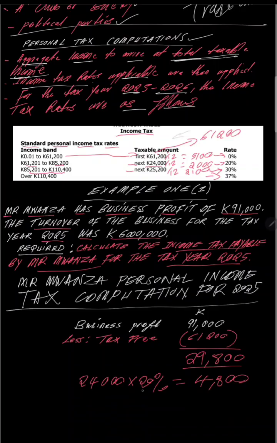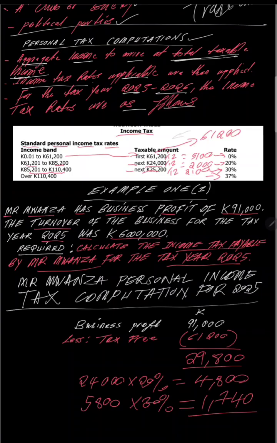So out of this 91,000, you've removed 61,200 and you've removed 24,000. So you're going to remain with 5,800. Because the balance is less than 25,200, it is going to be taxed at 30% because it is falling in the third line here. So 30% times 5,800, you're going to have 1,740.